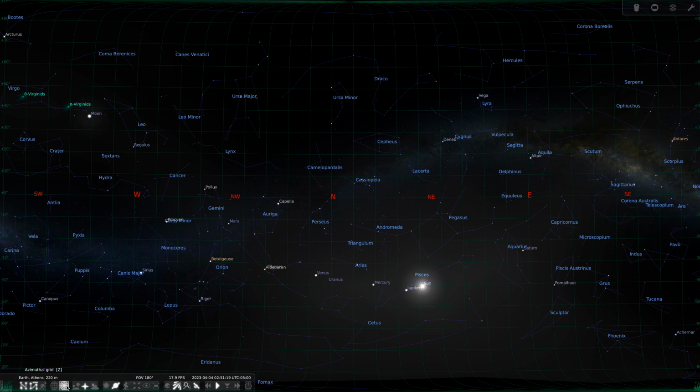However, this grid is specific to your location on Earth, specific to your latitude, which is how far north or south you are of the equator, and also your longitude, which is how far east or west you are of Greenwich in London.